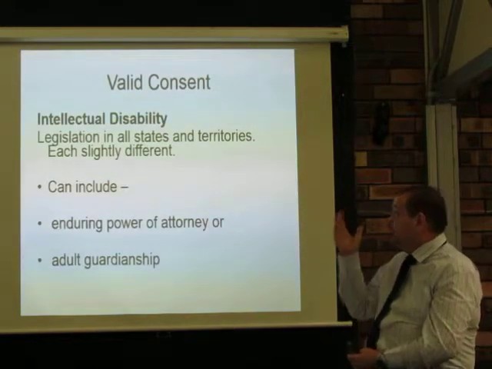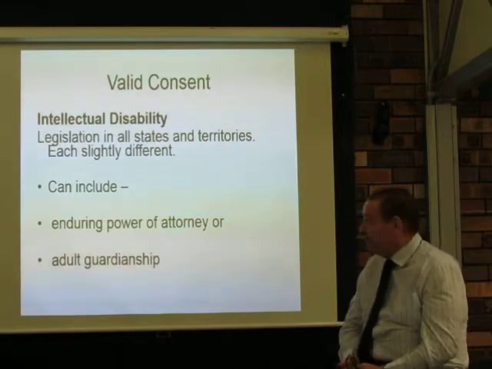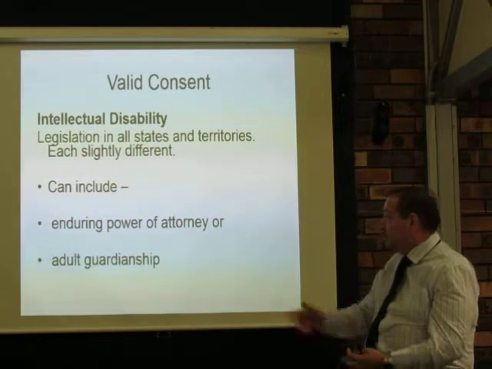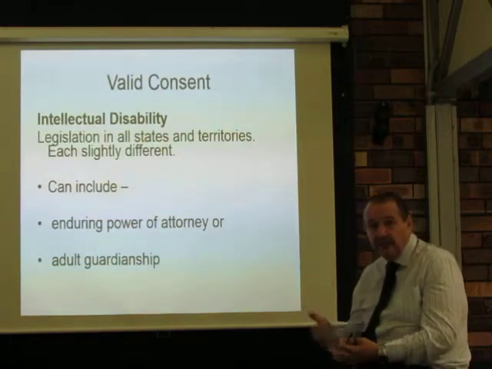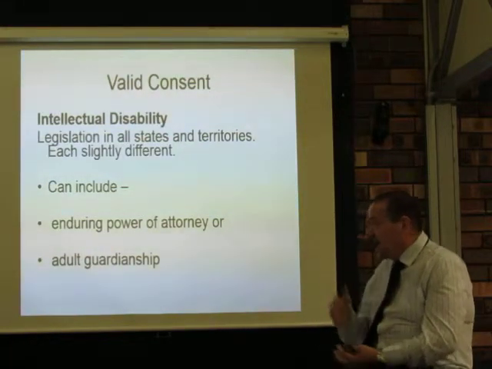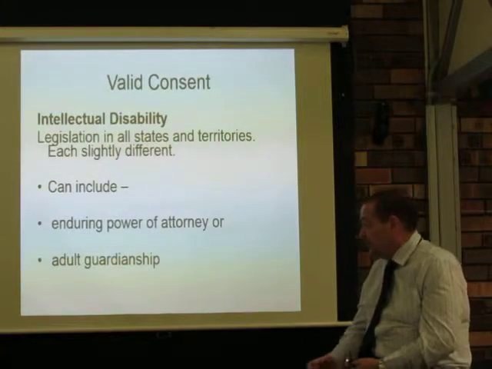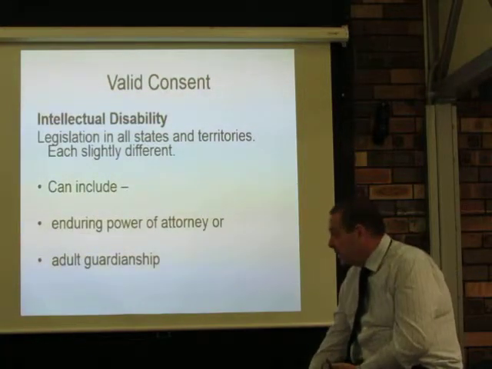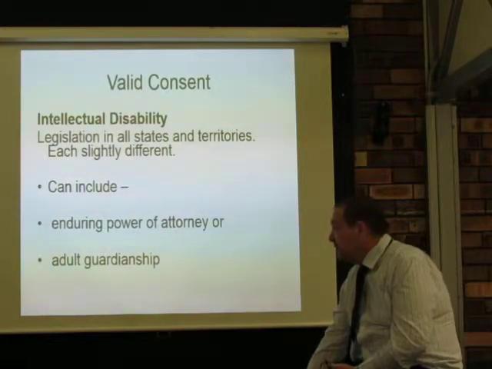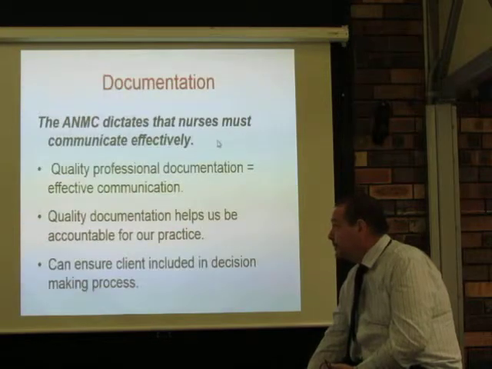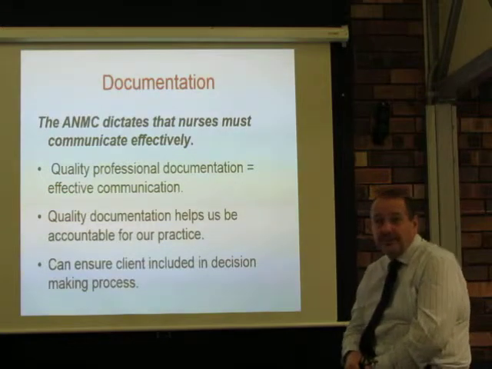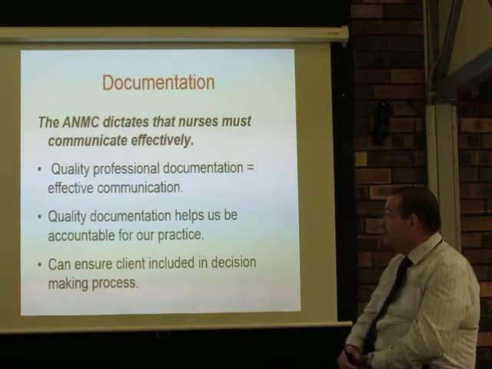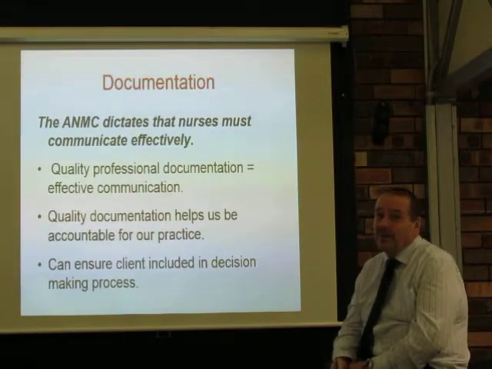So valid consent for people with intellectual disability, but you need maybe someone with an enduring power of attorney or adult guardianship. Look up the Adult Guardian. It's a great website, tells you a lot about guardianship and what the adult guardian can do and can't do. Documentation, documentation, documentation. I'll keep repeating that one. It's what gets you out of all your trouble.